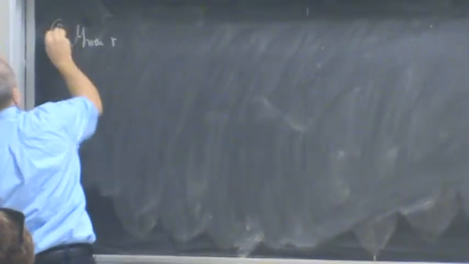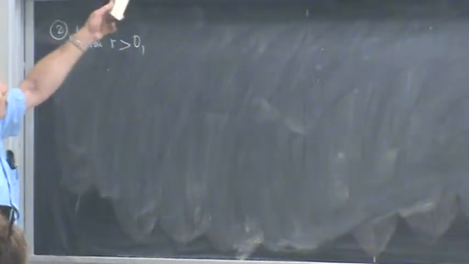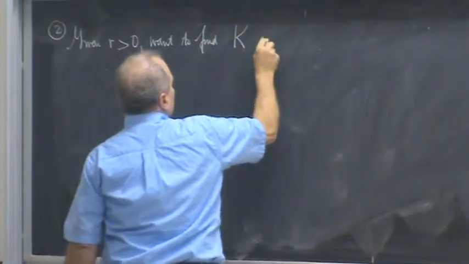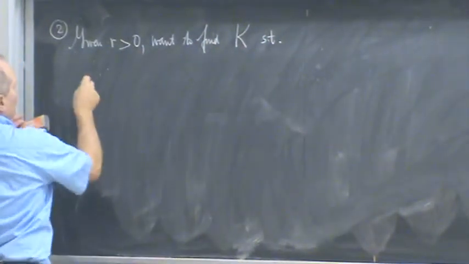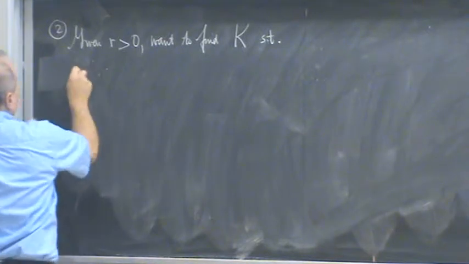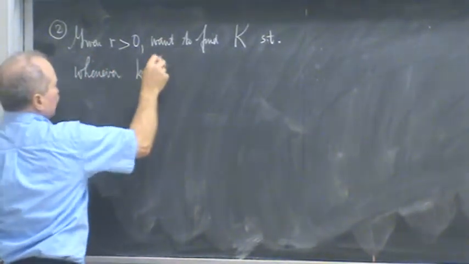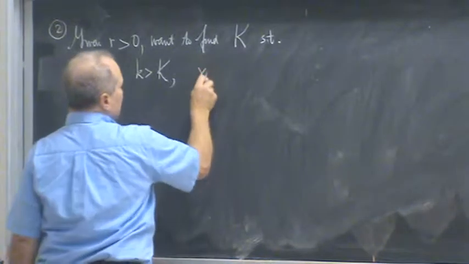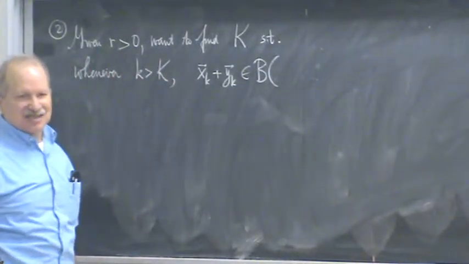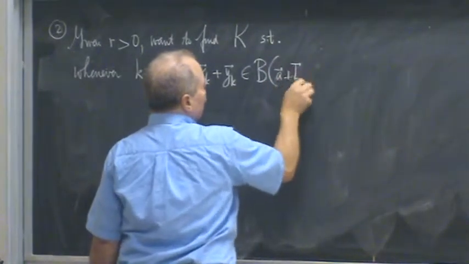So I'm going to do the same, except I just erased. No, I didn't erase. So, given any number r, this is the second proof, given a number r greater than 0, I want to show that there's some capital K, so that when little k is bigger than capital K, the vector xk plus yk is in the ball centered at a plus b of radius r.